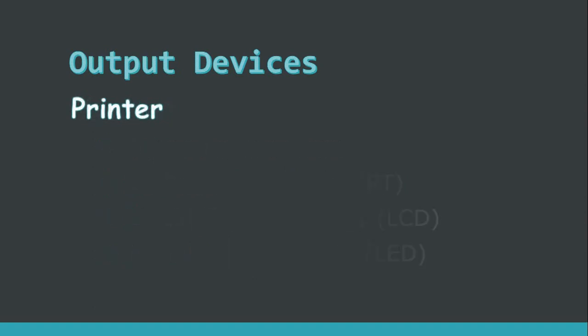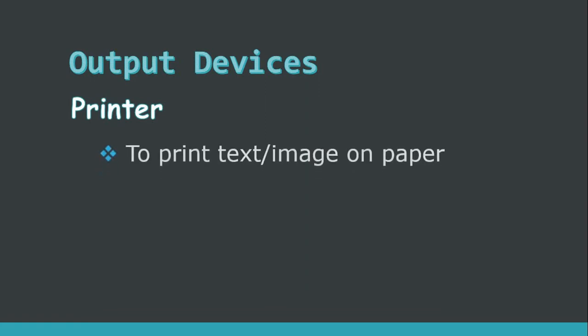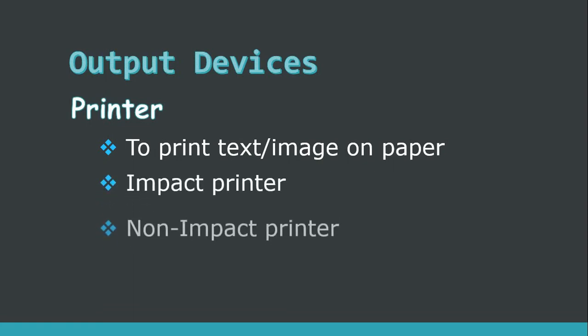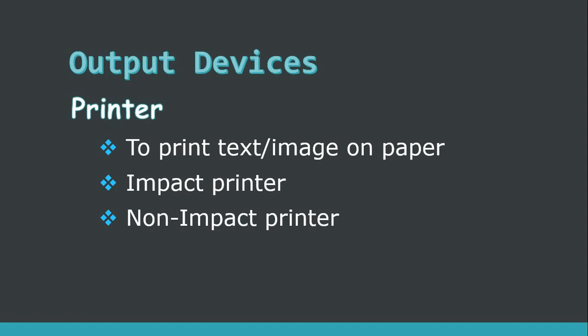Next, printer. It is an output device that helps to print out whatever we see on the monitor. There are two types of printers: impact printers and non-impact printers. An impact printer is a printing device in which the printing surface strikes the paper. It is very slow and noisy. It is not used for high quality printing.